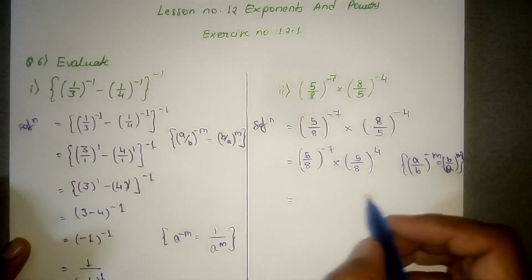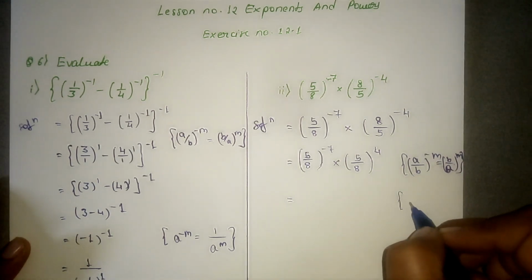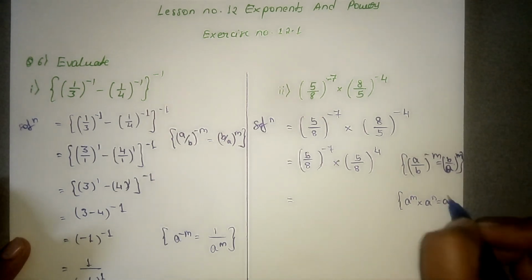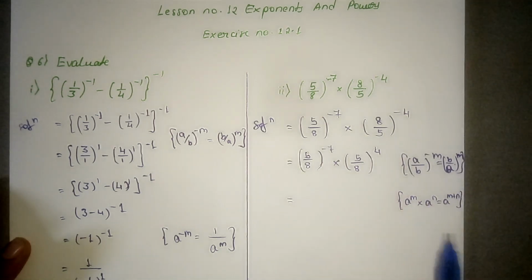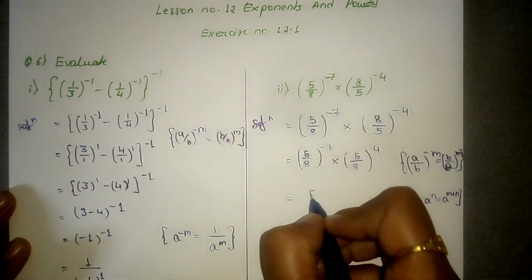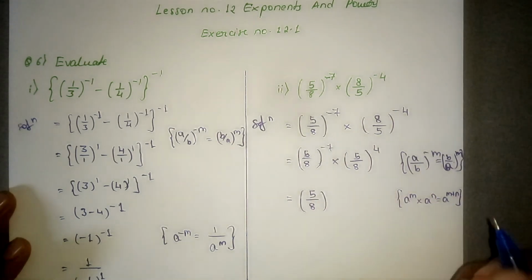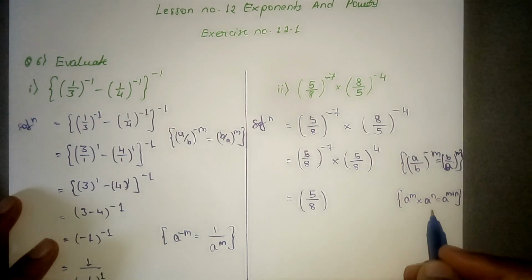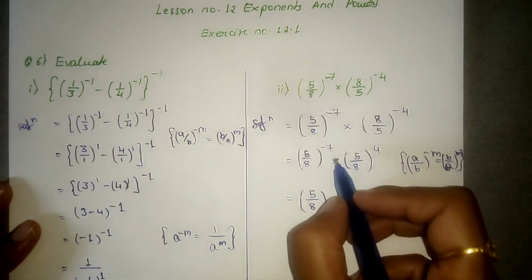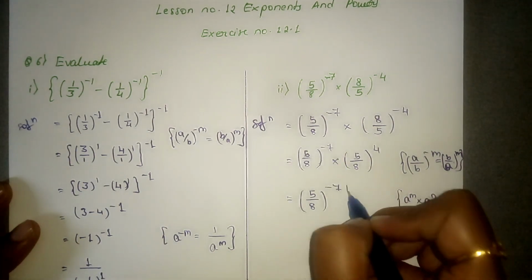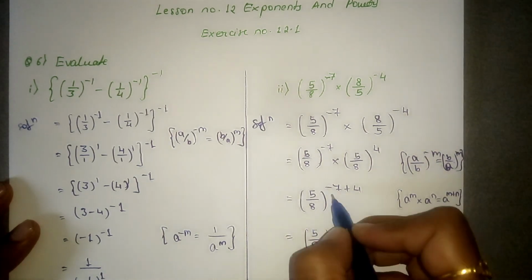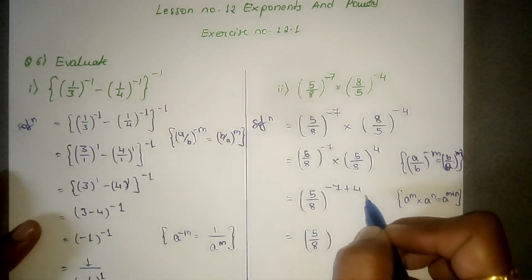So if we have bases as equal, then we have another formula, that is a raised to the power m into a raised to the power n equals to a raised to the power m plus n. So by using this law we can simplify this equation. So that is 5 divided by 8 whole raised to the power, here bases are equal, exponents are different. So by using this law, as it is given multiplication, we will add the exponent. So that is minus 7 plus 4, which is equals to 5 divided by 8. Now minus 7 plus 4 means plus minus is minus.